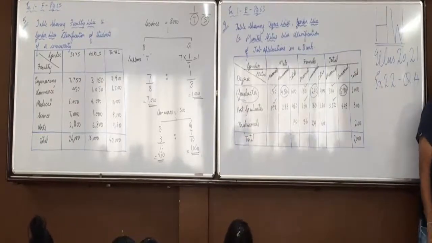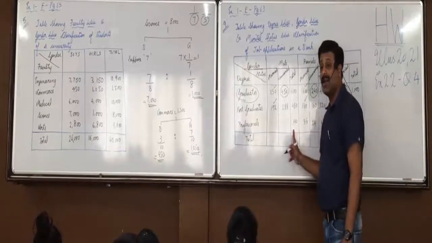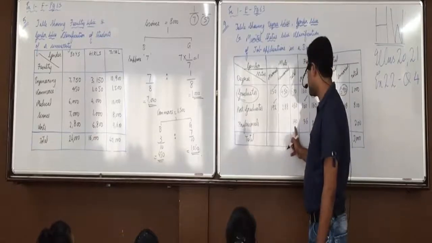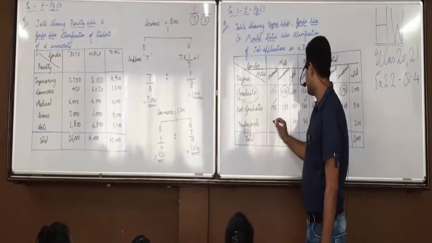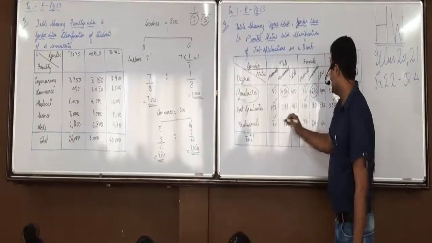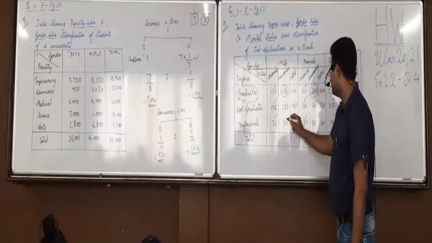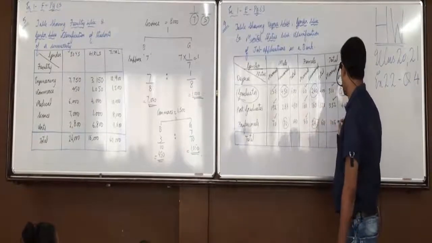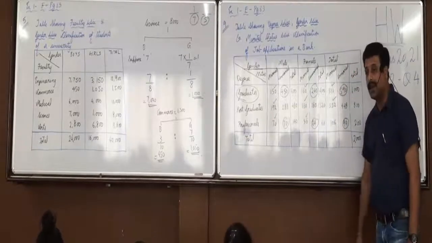The number of married and unmarried males having professional degree were equal. So this 140 equal means you divide by 2. 140 divided by 2, 70. 70 plus 36, 106. 70 plus 24, 94, or else 200 minus 106, 94.